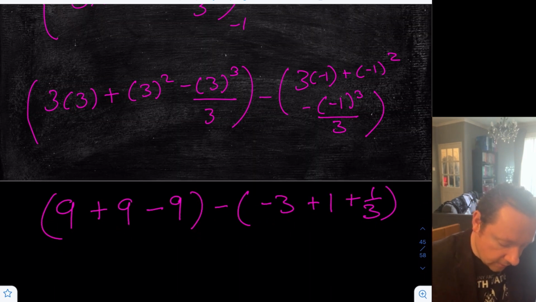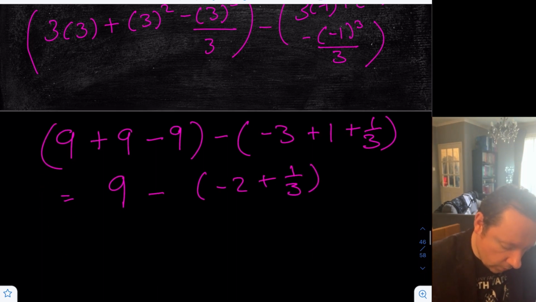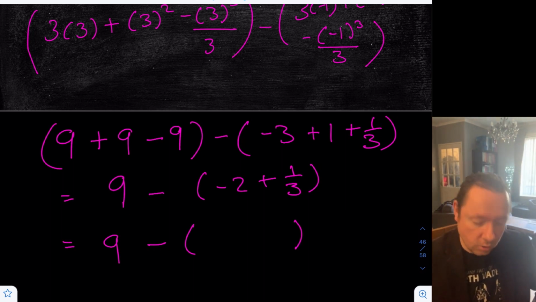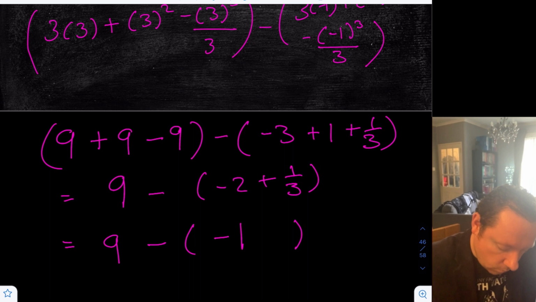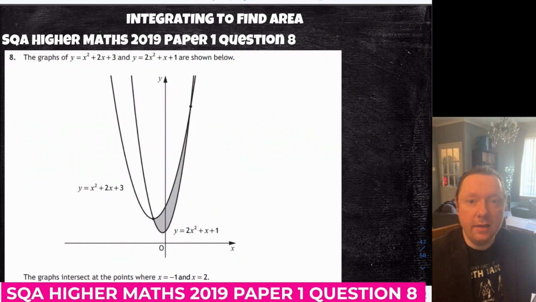9 plus 9 minus 9 is just 9. Minus 3 plus 1 is -2, plus a third. I'll take my time on this. So we get 9 minus 2 plus a third, which is -1 2/3. 9 plus 1 2/3 is 10 2/3. And we're done there.